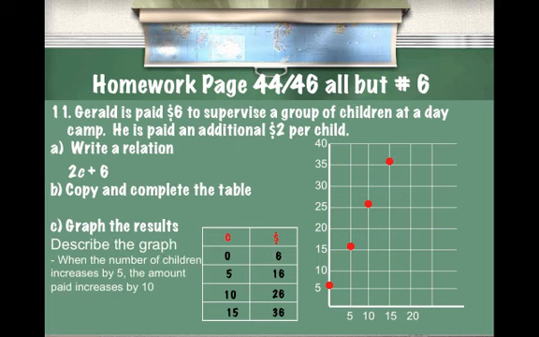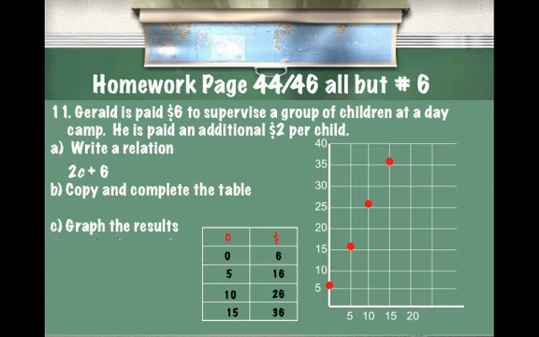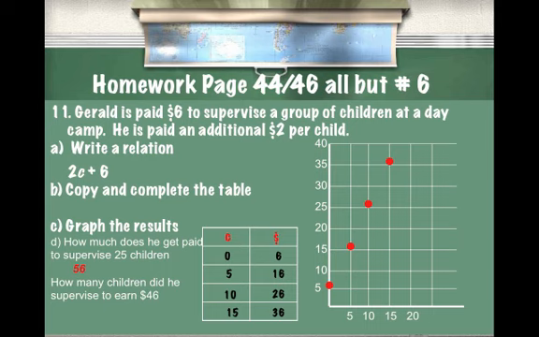If we had to describe the graph, you could say that when the number of children increases by 5, the amount paid increases by 10. How much does he get paid to supervise 25 children? So if you were to continue the table, you would find that he would get $56. How many children did he supervise to earn $46? Correct answer would be 20 children.